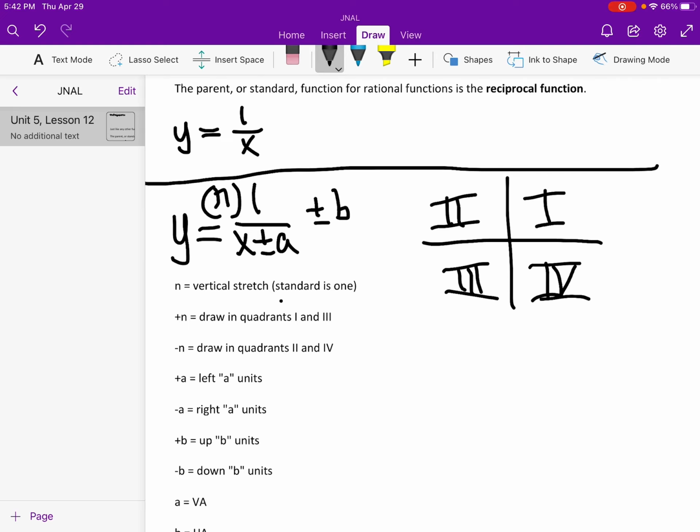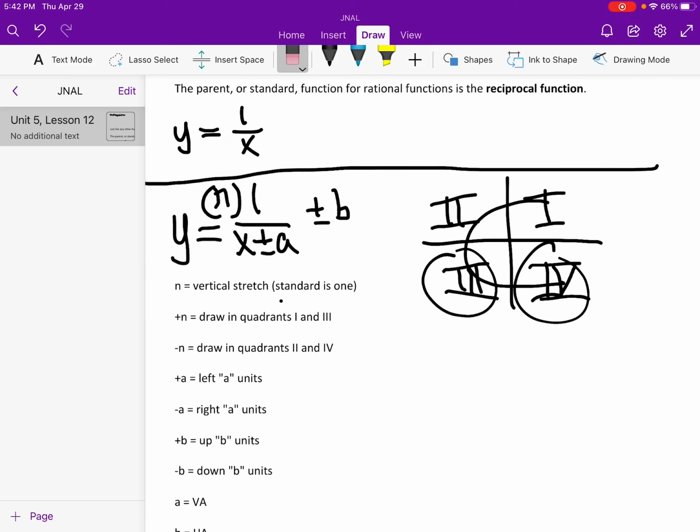If it's positive, then the function will be drawn in quadrants 1 and 3. I already slightly explained that I said it would be above the x-axis and point to the left like that. So just to review, these are what the quadrants are. The 1, 2, 3, 4. They usually say it's like a C.